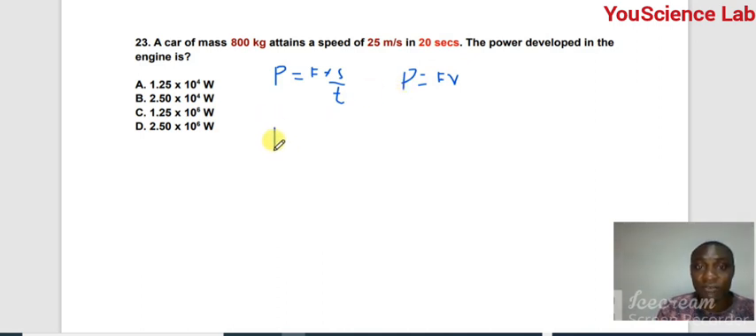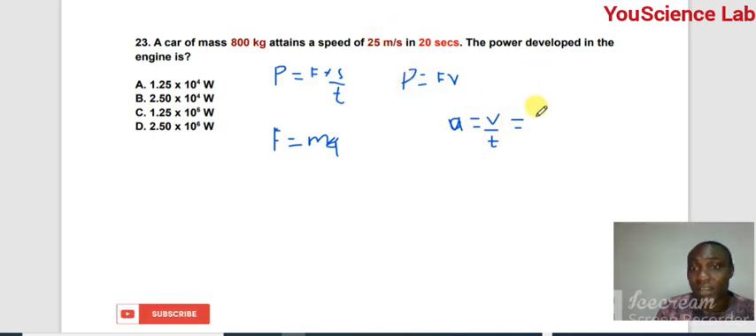We know that F is equal to ma. So we have to get the acceleration from here. Acceleration a is equal to change in velocity over what? Time. So that's going to give us the speed, 25 divided by 20. So that's the acceleration. Now we can calculate the power.